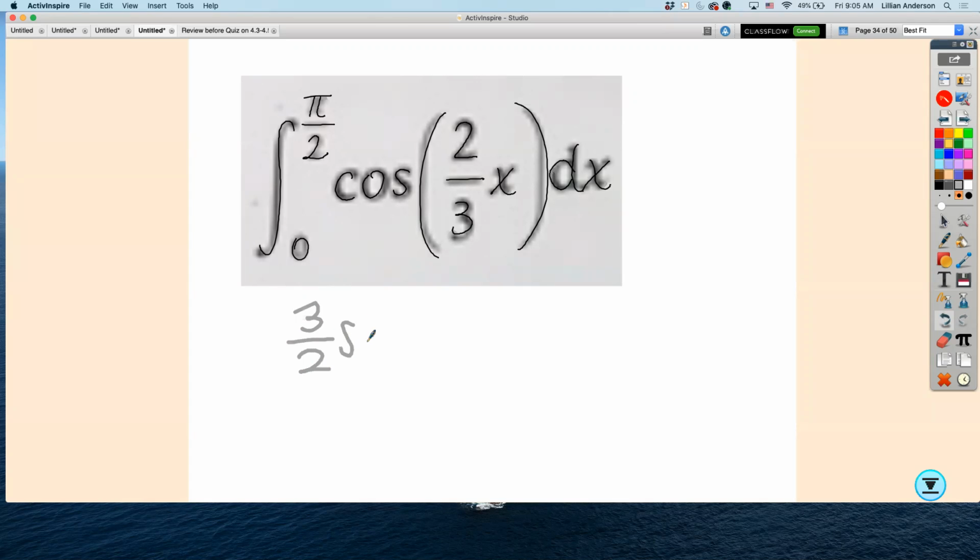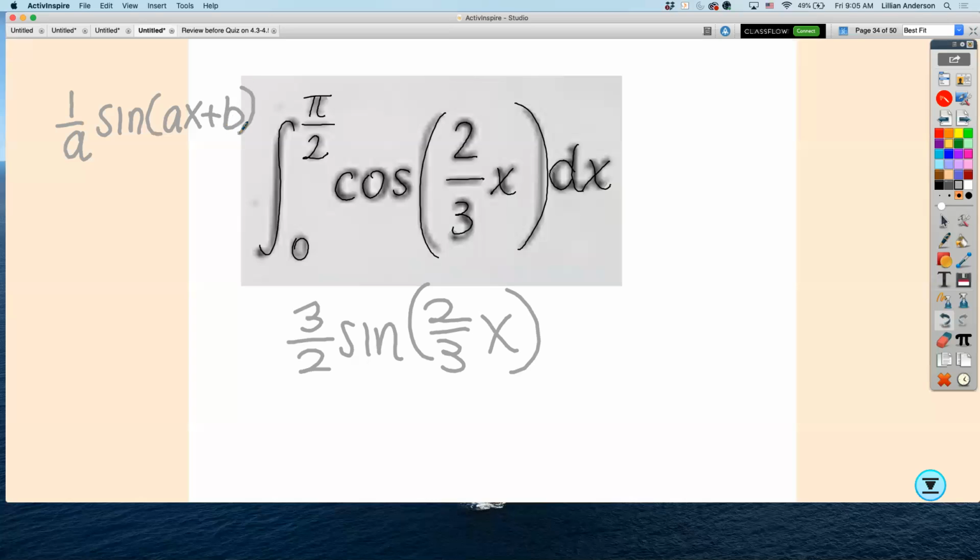Three over 2 sine 2/3 x. Remember, this is one of those where it's your linear factor, so it's 1 over a sine ax plus b. 2/3 is a, so that's how we get 3 over 2. We evaluate that from 0 to pi over 2. Of course, you need to know your unit circle anytime you're dealing with trig stuff.